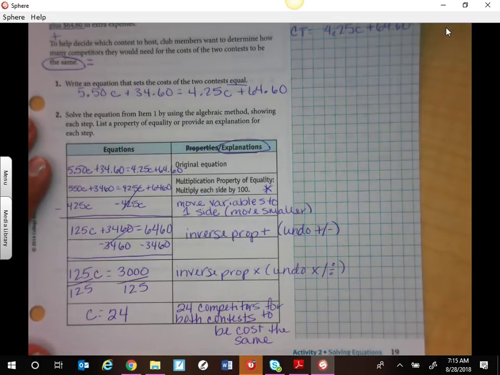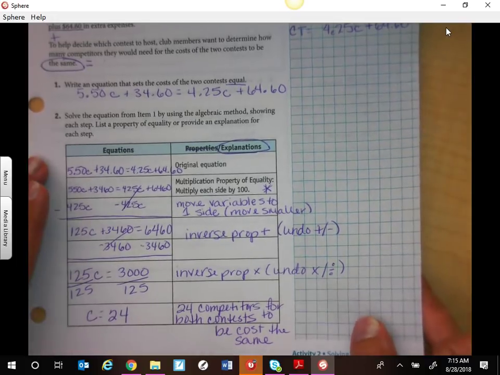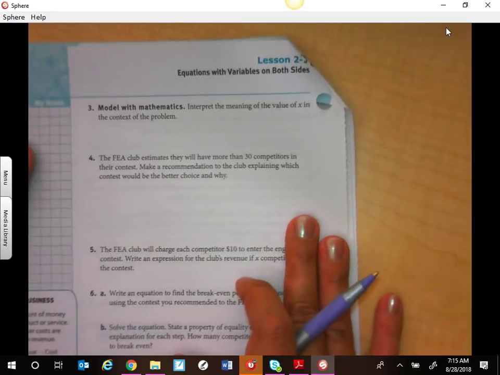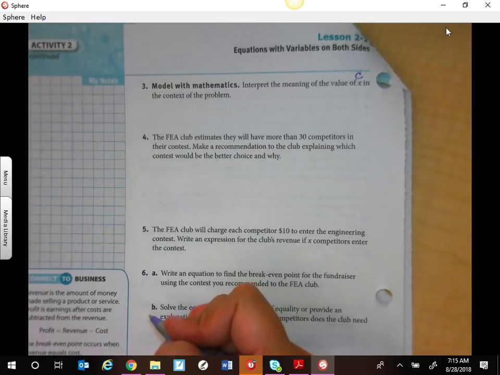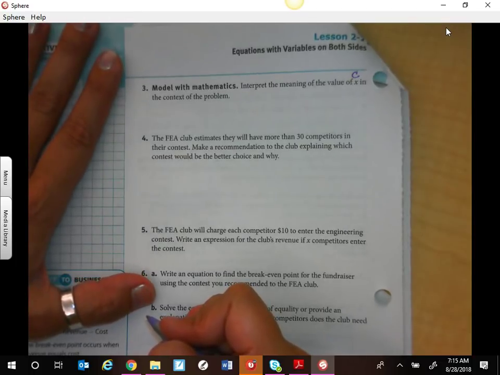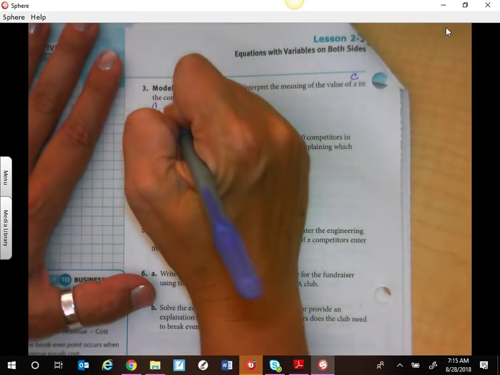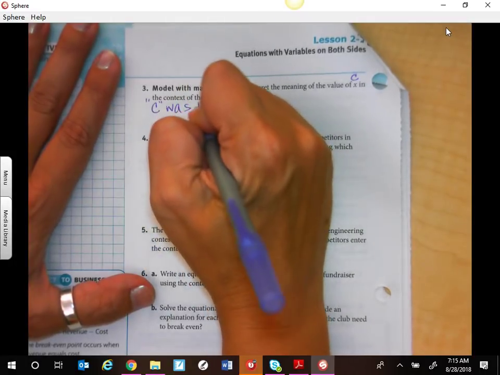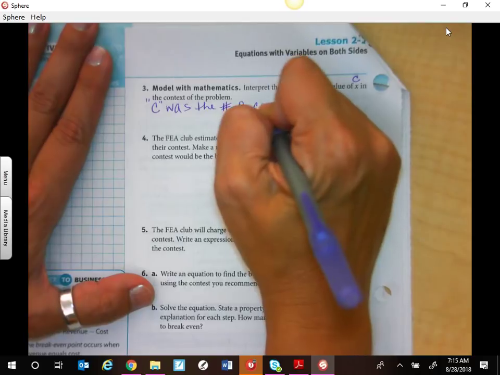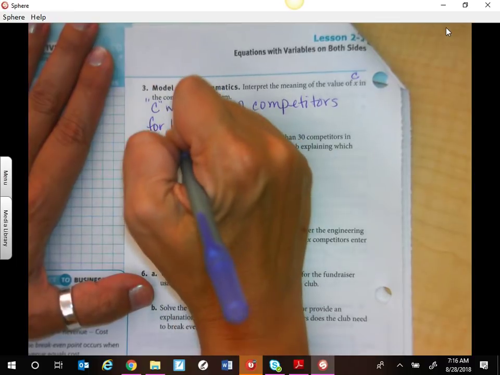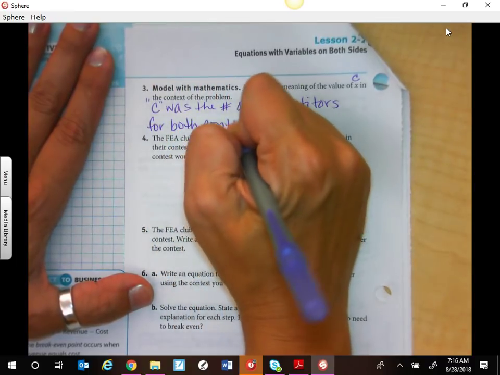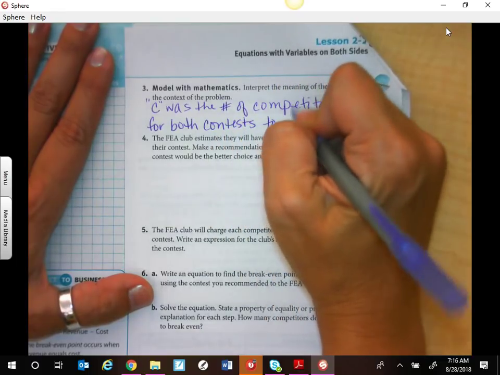Okay? So that being said, let's look at another example on the back, or let's expand on this example. So what does the meaning, they say X, we use C. So what did C represent in the context of our problem? Well, C was the number of competitors for both contests to cost the same.